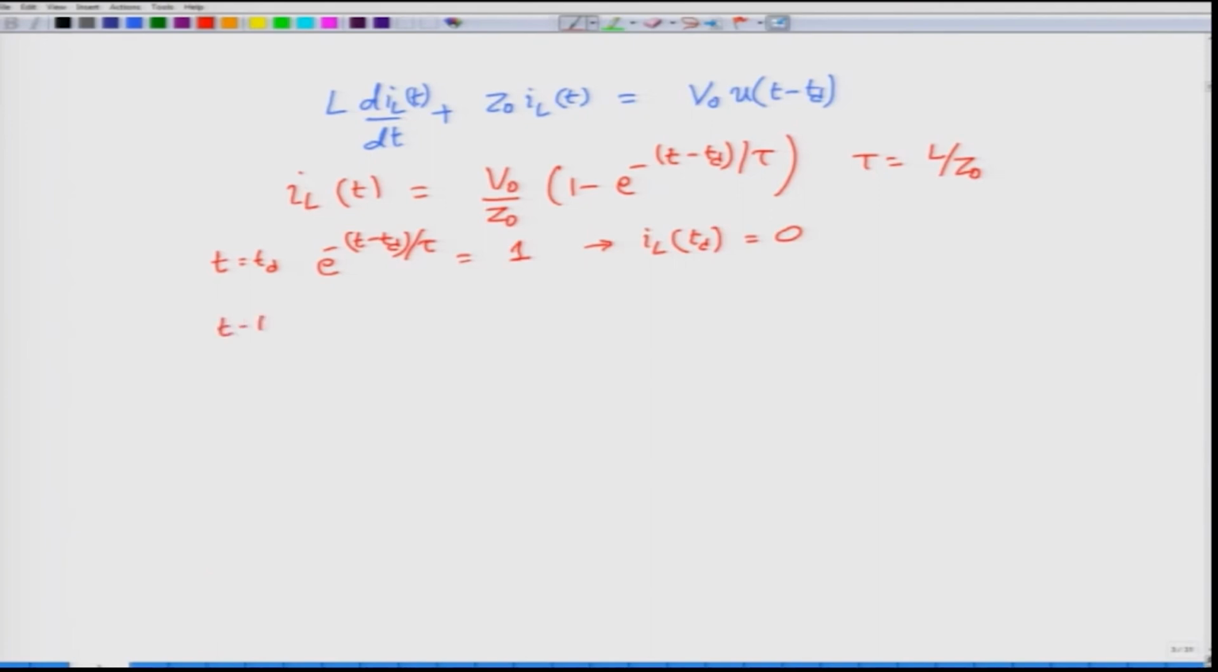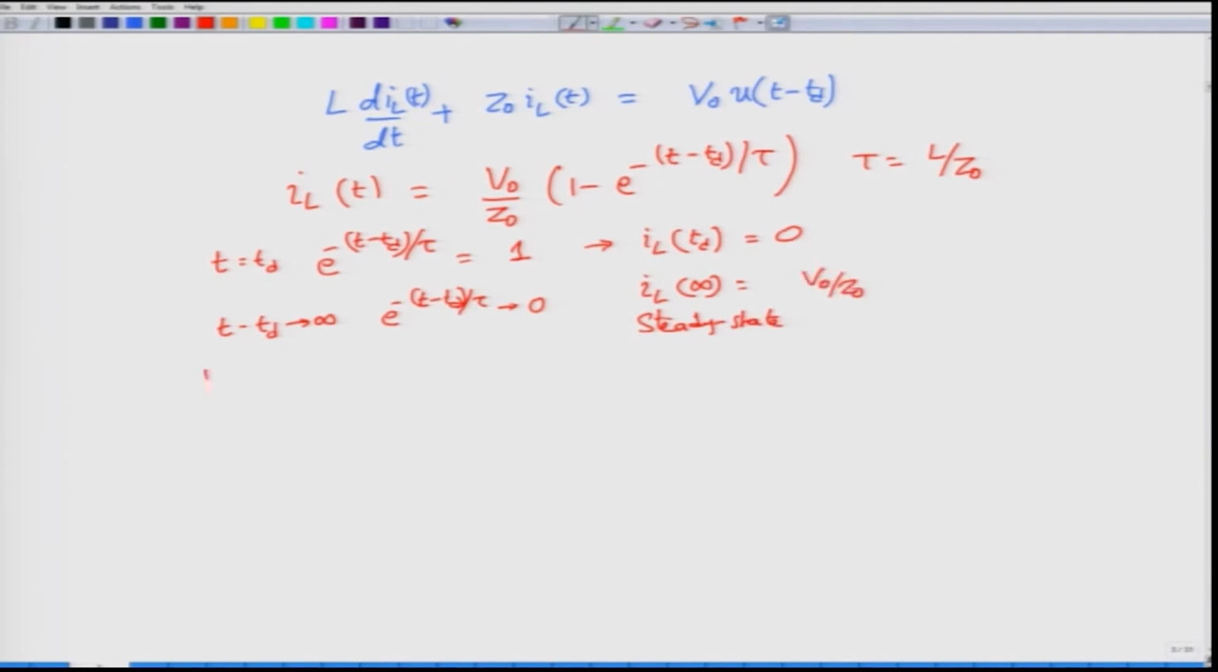Now when t minus Td tends to infinity, that is when you wait for a sufficiently large amount of time, what happens to this exponential? The exponential term e to the power minus (t minus Td) by tau will tend to 0. So it will simply drop off, and IL at infinity, that is in the steady state, will be equal to V0 by Z0. So the current eventually goes out to V0 by Z0.